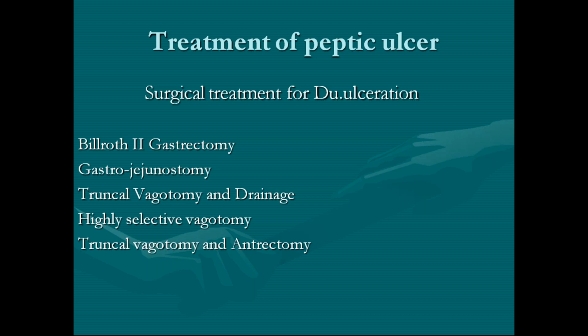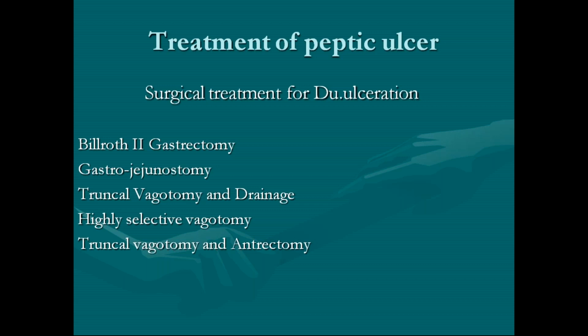So what is happening at a later stage? The acid secretion is going to stop, but the receptive relaxation of the stomach is lost. So there will be some stasis. Okay. And so you have to perform a drainage procedure. The drainage procedure can be a pyloroplasty, or you can do a GJ, gastrojejunostomy. Okay.